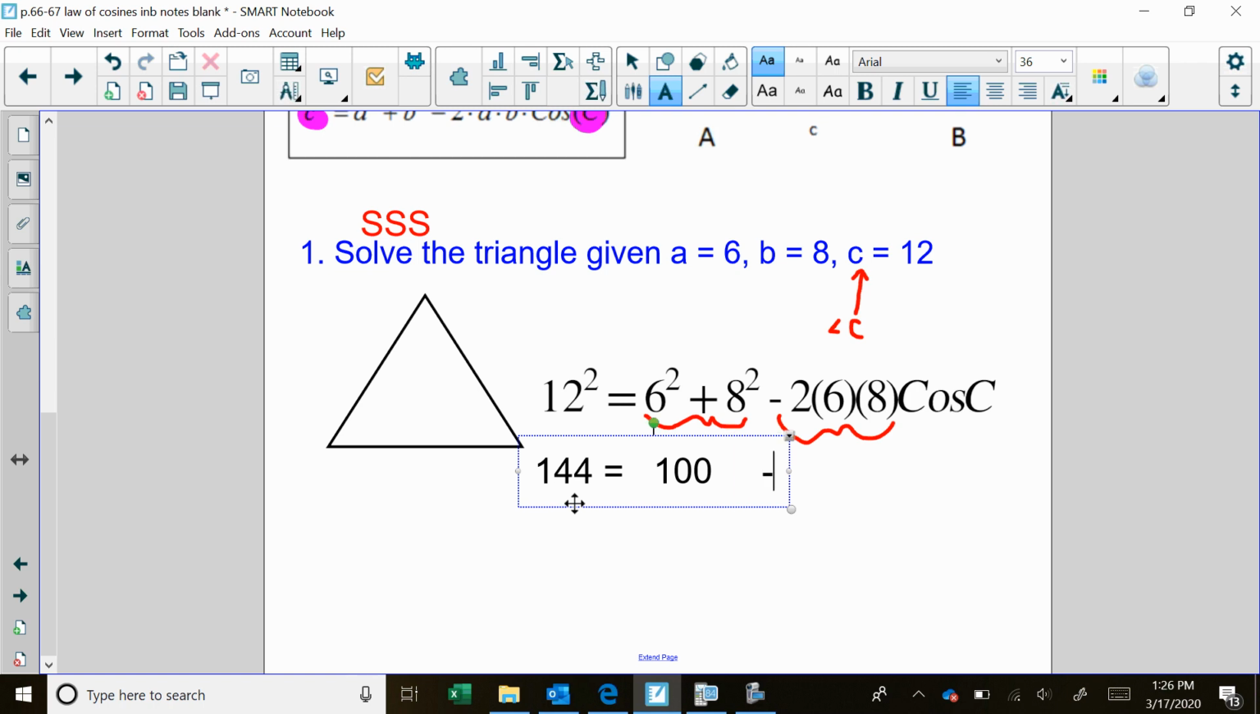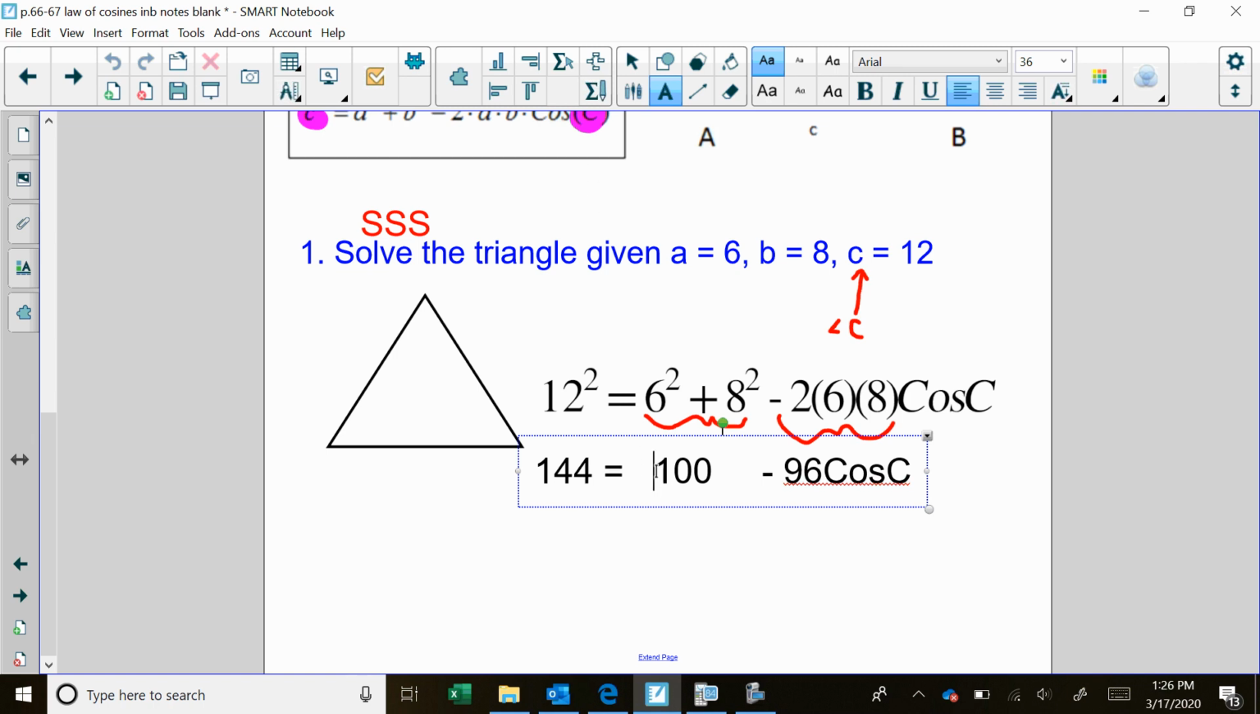Minus, this has to be all calculated separately. 2 times 6 times 8, which is 96, cosine of C. Okay, so 12 squared is 144. 6 squared plus 8 squared has to be calculated separately from 2 times 6 times 8. And 2 times 6 times 8 was 96. So now we just follow our regular equation-solving methods.